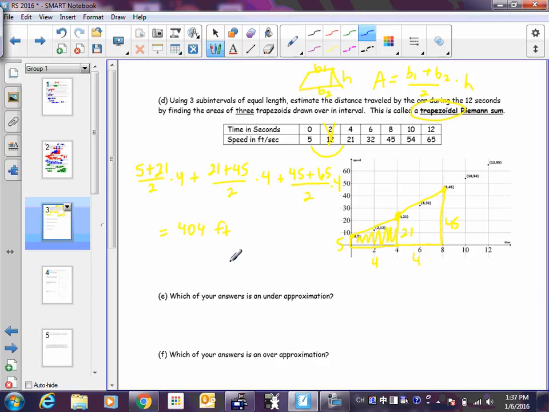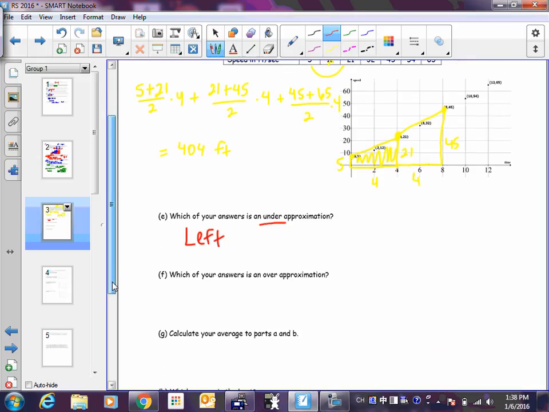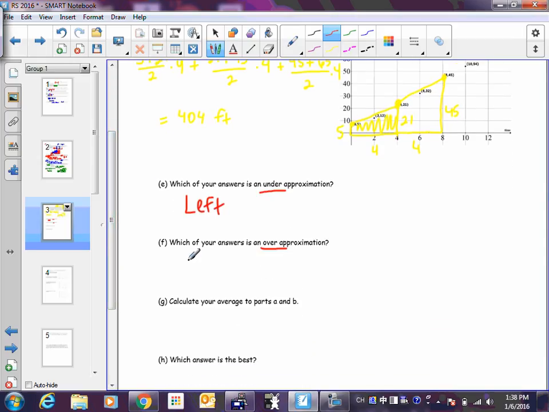All right, now, which of our answers was an under approximation? Your choices here are left, right, midpoint, or trapezoid. Left. Why? It was the smallest one, and we were always picking the smaller number. Now, in this case, left is an under approximation. That's not always the case. It only happened here because my speed was increasing. If the speed had been decreasing, I would have a different result. What did you guys get for which one was an over approximation? The right. And again, it's not that the right Riemann sum is always over, it just was in this problem.